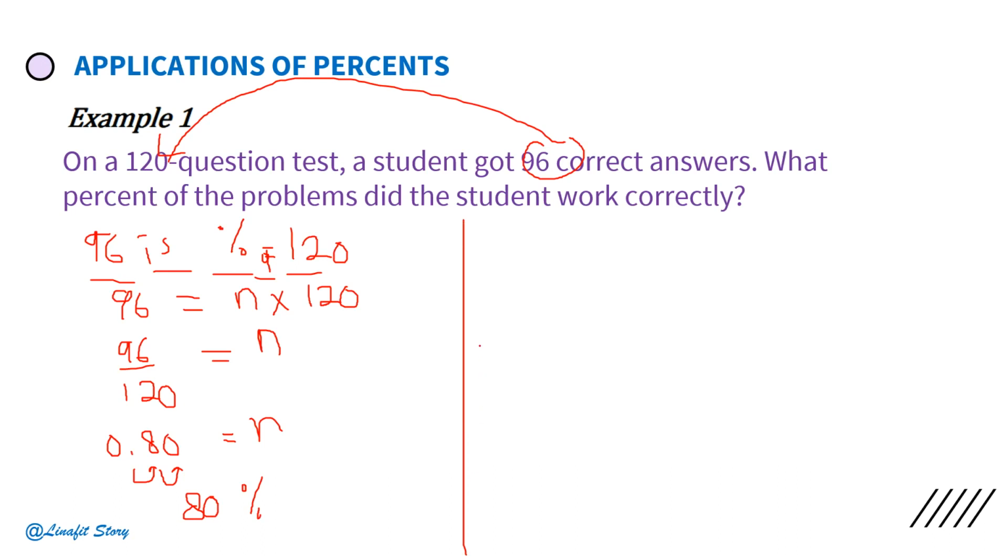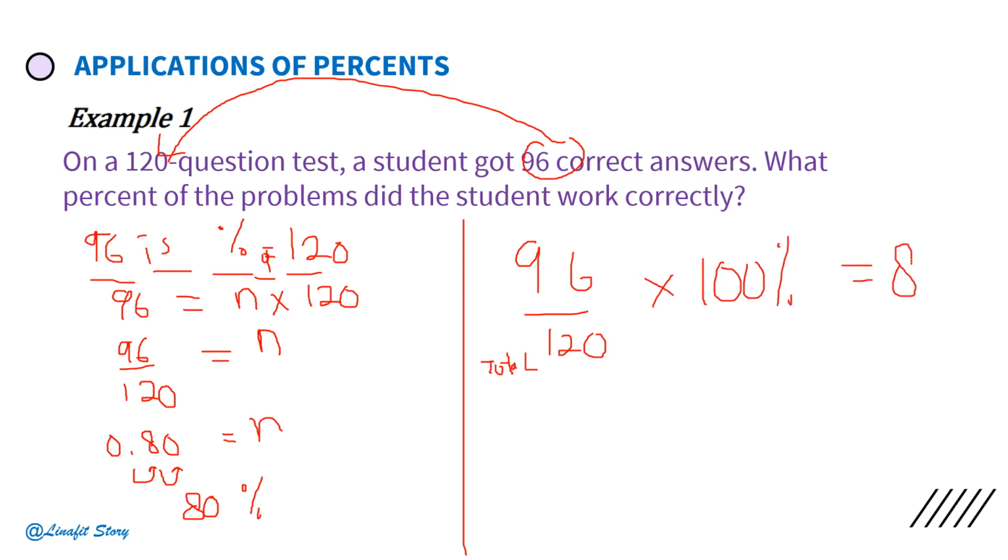Otherwise, you also may use this way. 96 out of 120, this is the total, 120, times 100%. So this equals 80%.